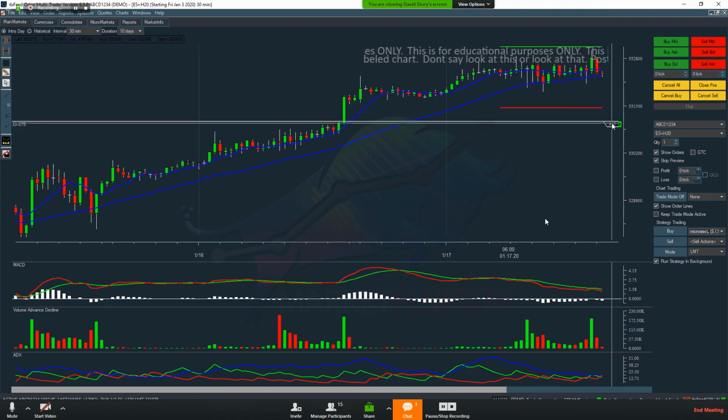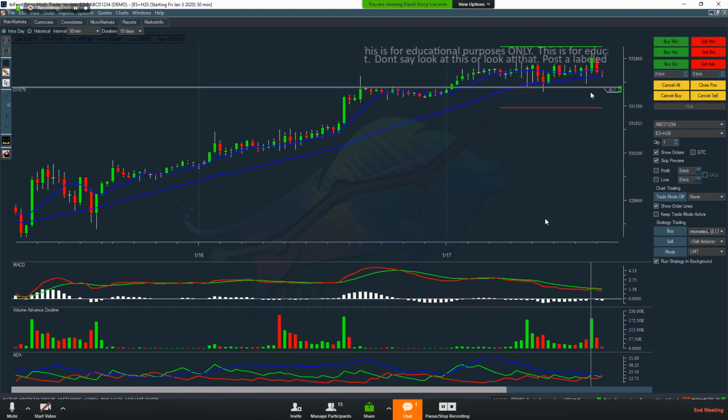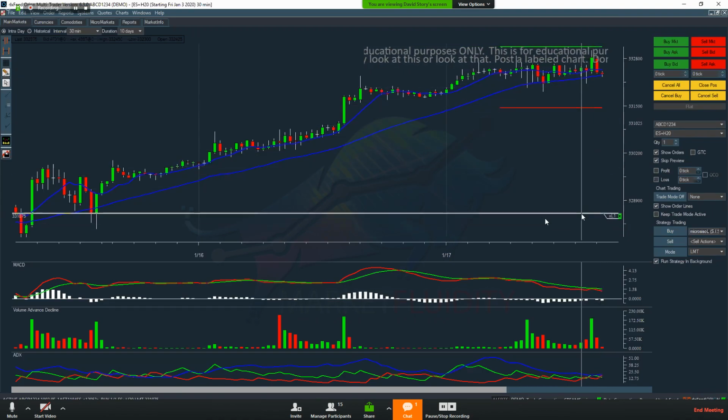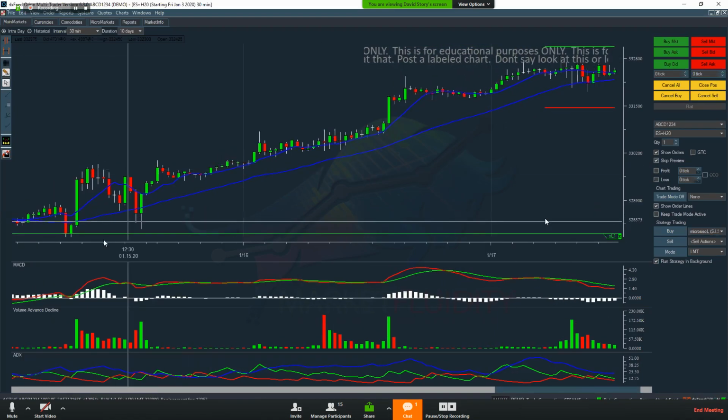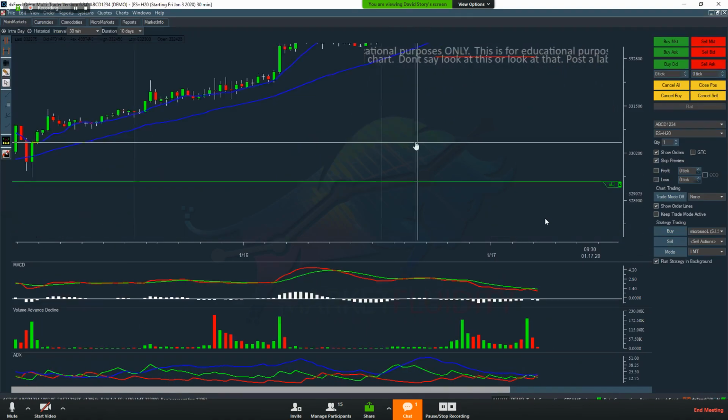Now I can take my order and move it within the chart. It's pretty cool. Let's say I want to buy at the support right here. If you look at the support right here, and I want to put my order at this buy area, I can do that, and I can wait for the market to pick it up.